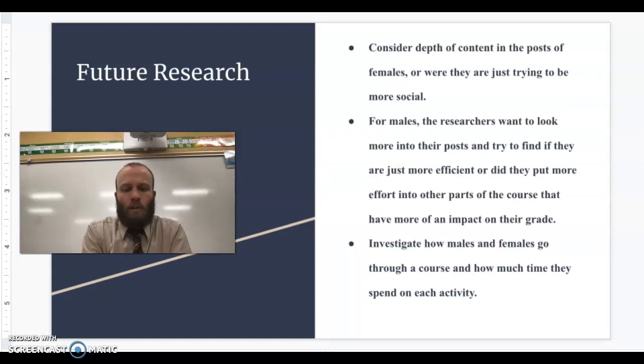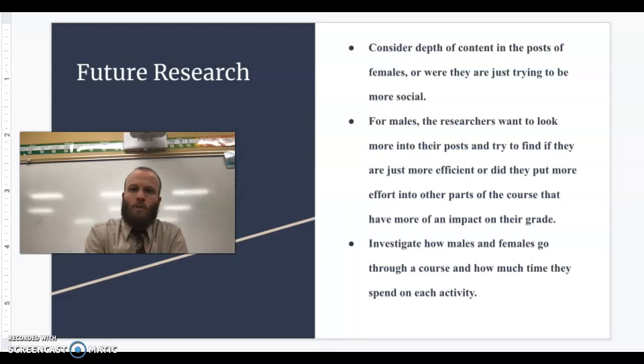Some future research that the paper pointed out, then, so a couple of things. First of all, the researchers wanted to consider the depth of content in the posts of females. Were they just trying to be more social? That's one thing the researchers wanted to look into. Were they using it more as just a social way of getting through an online course, or were they actually posting deep content that could be really useful for the course in general?